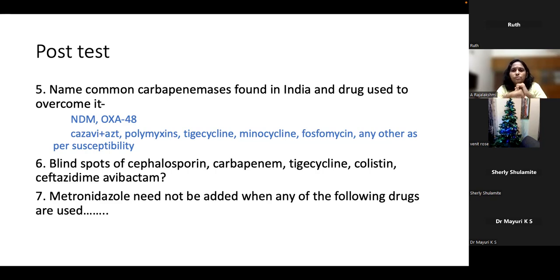So, coming to the last question, metronidazole need not be added when any of the following drugs are used. What are they? Yes, BLBLI, tigecycline, carbapenem. Any of the BLBLI except the newer generation, that is ceftazidime avibactam, which doesn't cover anaerobes, but cefoperazone sulbactam, piperacillin tazobactam, all these do. Again, clindamycin has anaerobic cover.